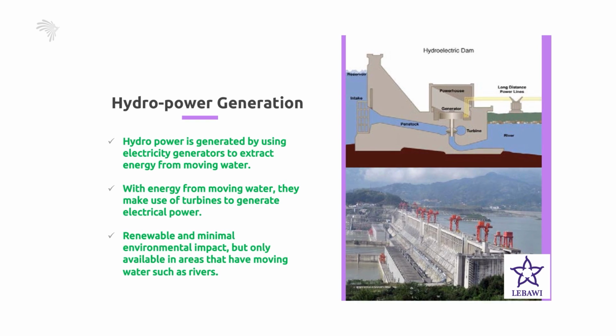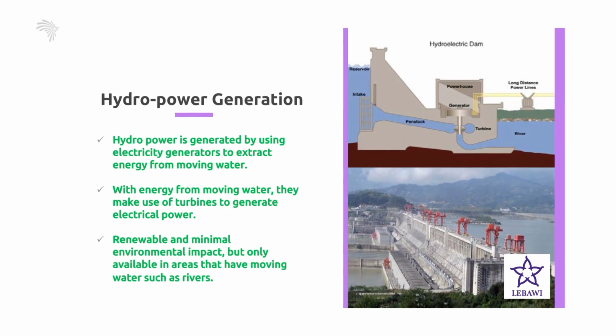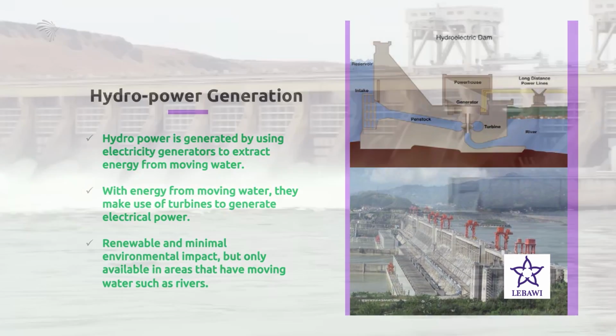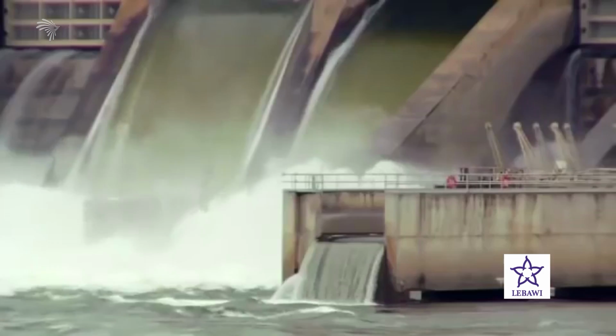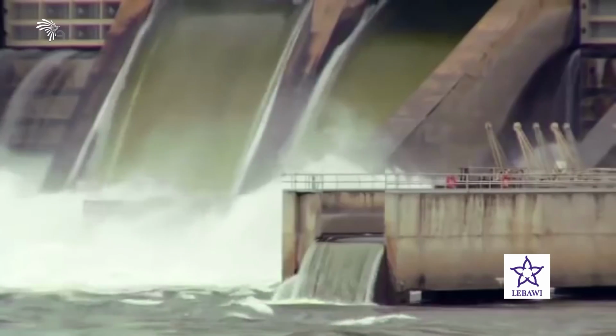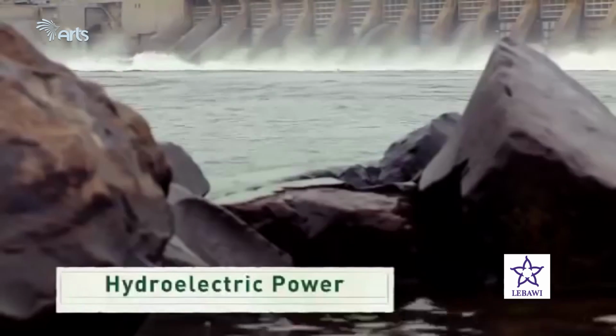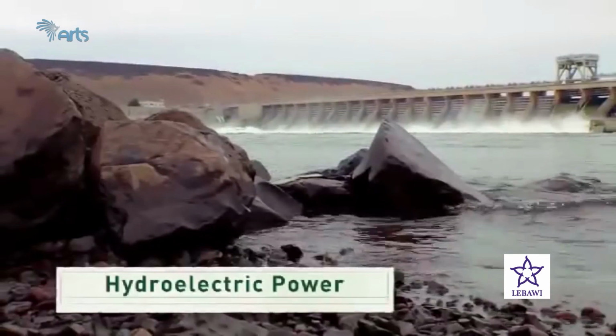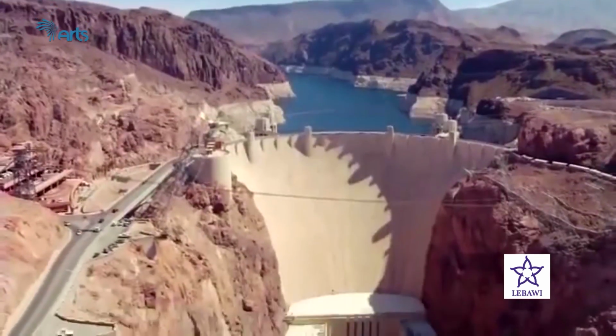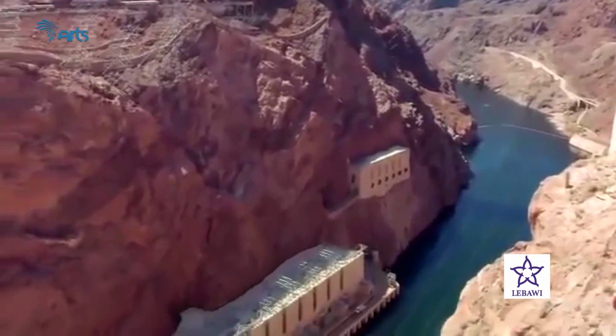Hydroelectric power plants. Hydroelectricity is produced by harnessing the gravitational force of flowing water. Compared to fossil fuel-powered energy plants, hydroelectric power plants emit fewer greenhouse gases. However, the construction of hydroelectric power plants and dams requires huge investment.